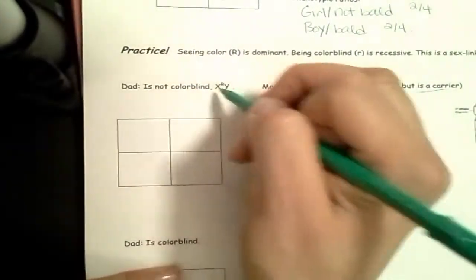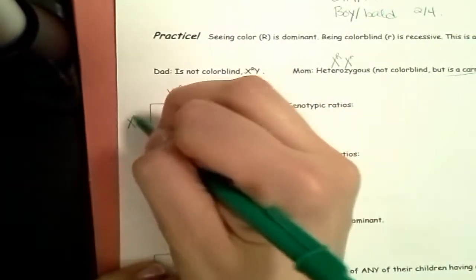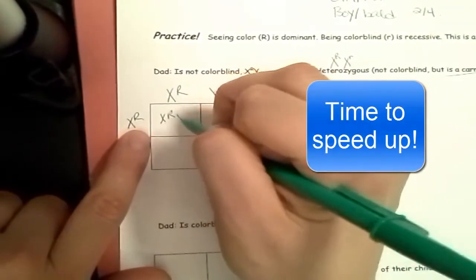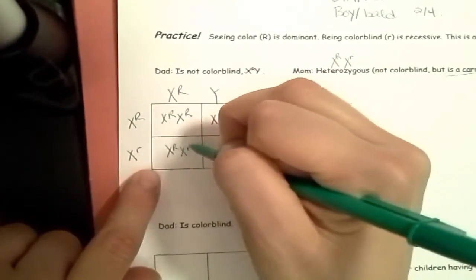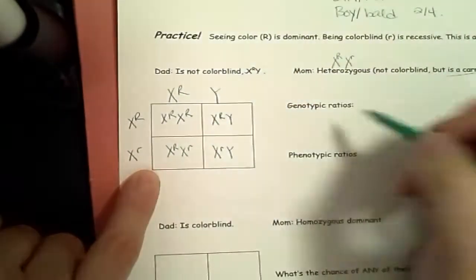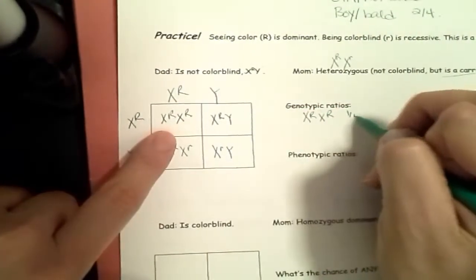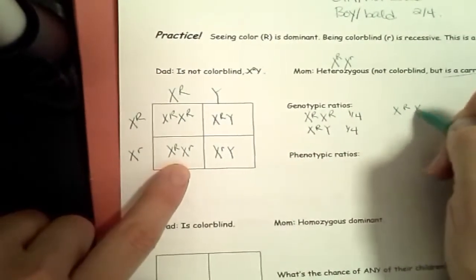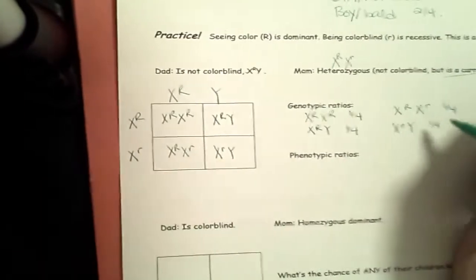Okay, so let's figure out. Dad, X big R Y. Mom, X big R, X little r. Multiply it out. X big R, X big R. X big R, Y, X big R, X little r, Y. Genotypes, X big R, X big R. I only see one of those, 1 out of 4. X big R, Y, 1 out of 4. X big R, X little r, 1 out of 4. X little r, Y, 1 out of 4.